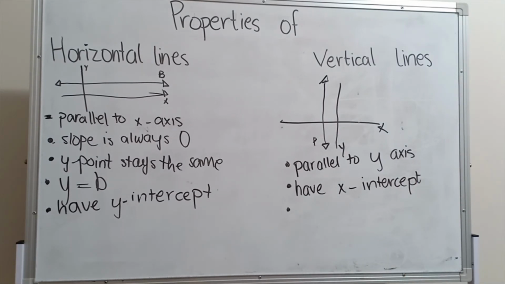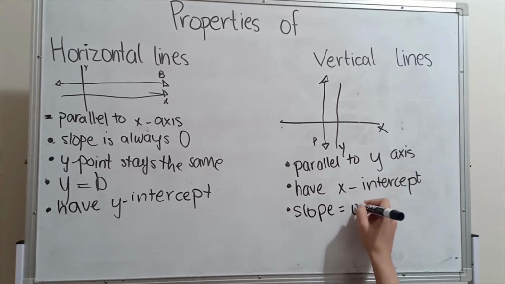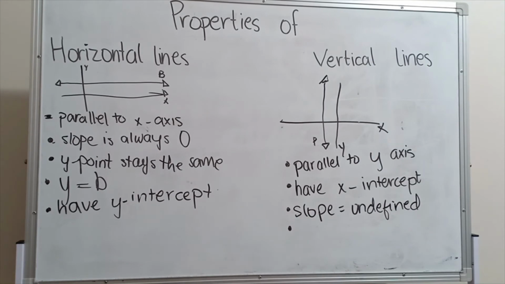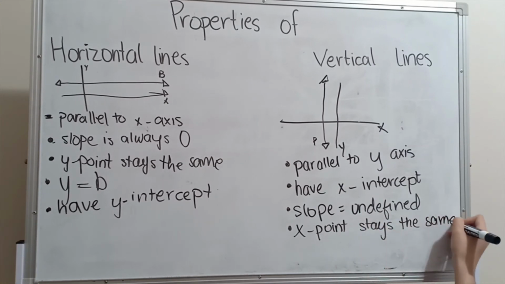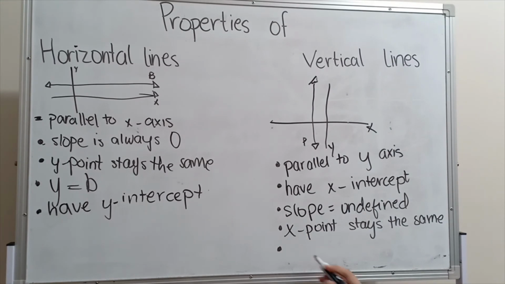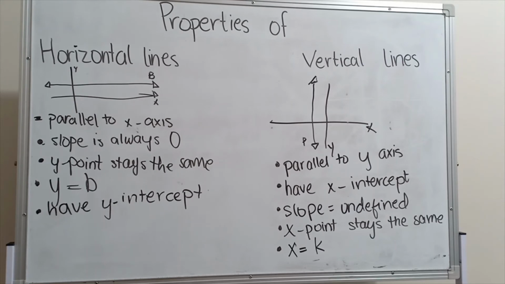Now let's see what the slope is for vertical lines. The slope for vertical lines is undefined. So for vertical lines, the slope is not 0, but undefined. And since it is parallel to the y-axis, the x point stays the same. So the equation for vertical lines is going to be x equals k, where k is just any number. And that way we can tell that they have an x-intercept.